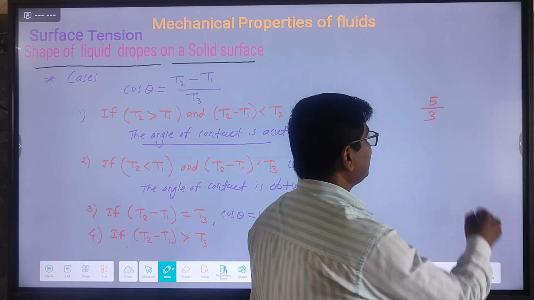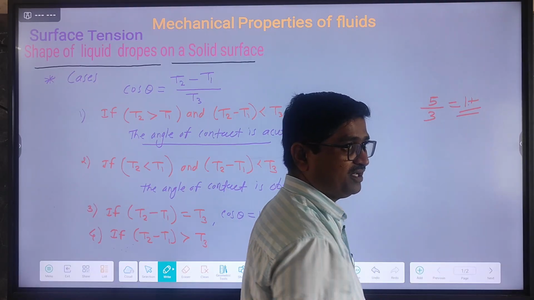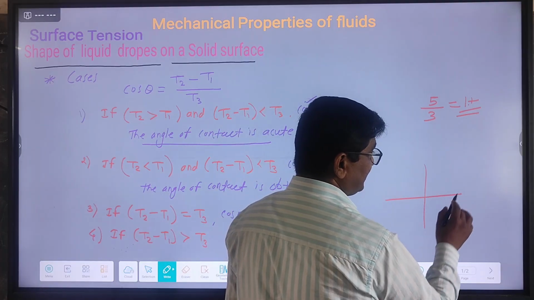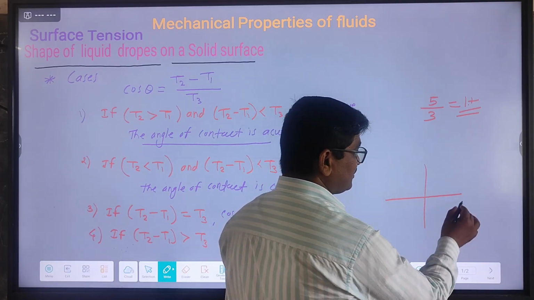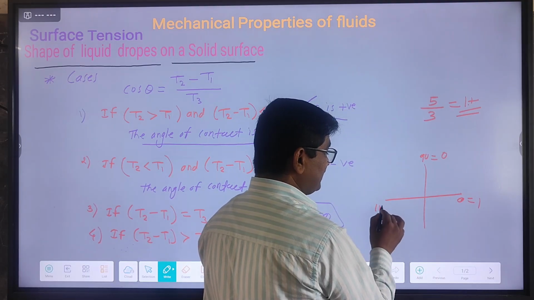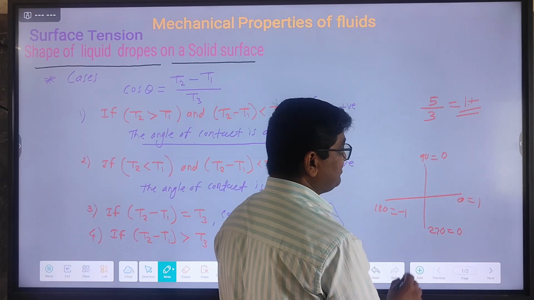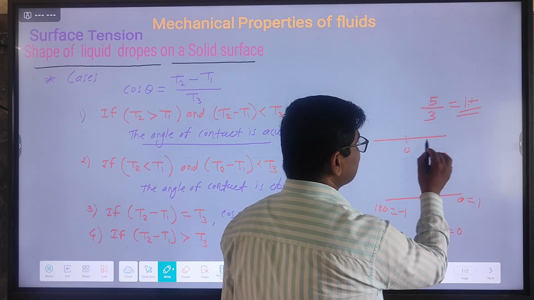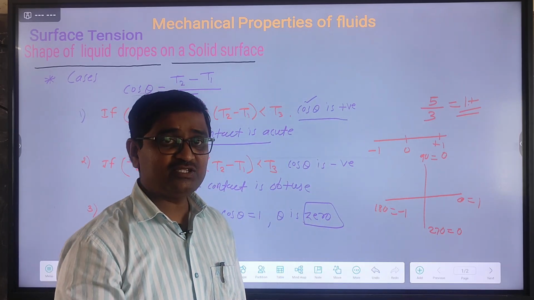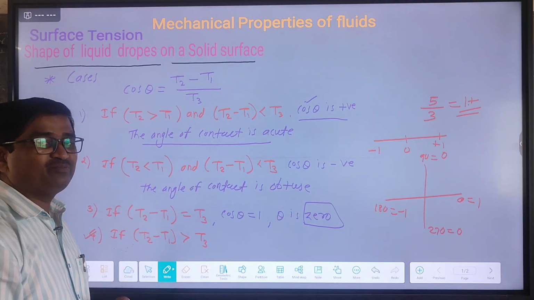T3 will be smaller. And if we are finding the answer, definitely the answer is 1 plus. Remember the different values: cos 0 is equal to 1, cos 90 is equal to 0, cos 180 is equal to minus 1, and cos 270 is equal to 0. It means the value of cos lies between positive 1 and negative 1. So a plus 1 value will be impossible. That's why the fourth case will be an impossible case.